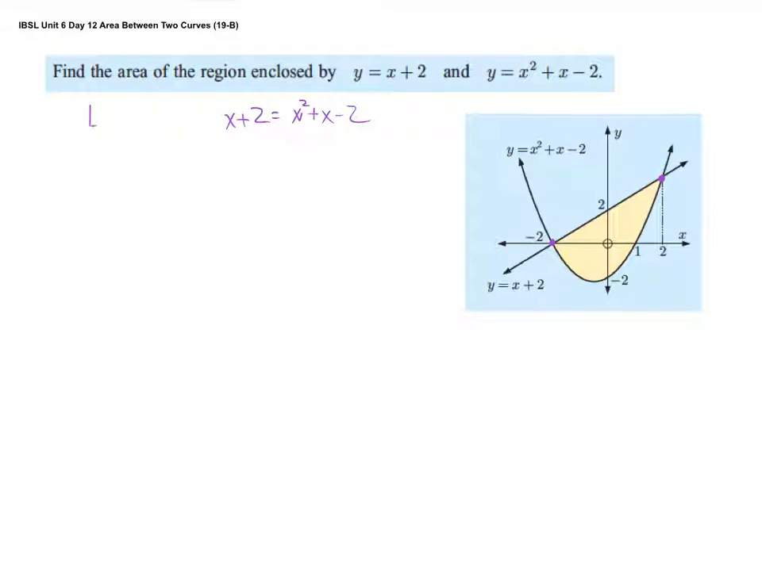So we're finding the interval. Of course, we solve this. We subtract x from both sides, so the x's are gone. We subtract 2 from both sides, so we get x squared minus 4. So that means x equals what? There we go, x is plus or minus 2. So you'll notice here, this is how they got this negative 2 and the positive 2 right there. So now I know that I am going to integrate from negative 2 to positive 2.